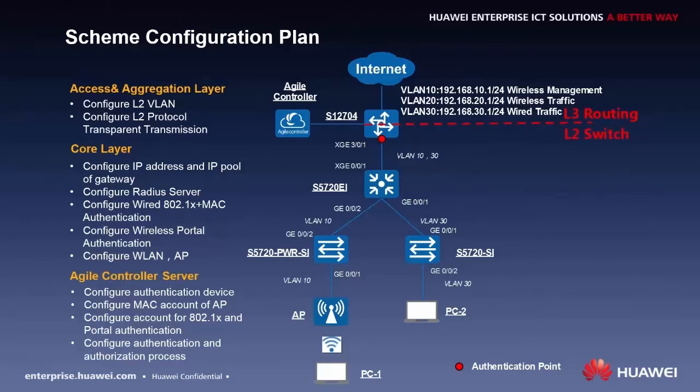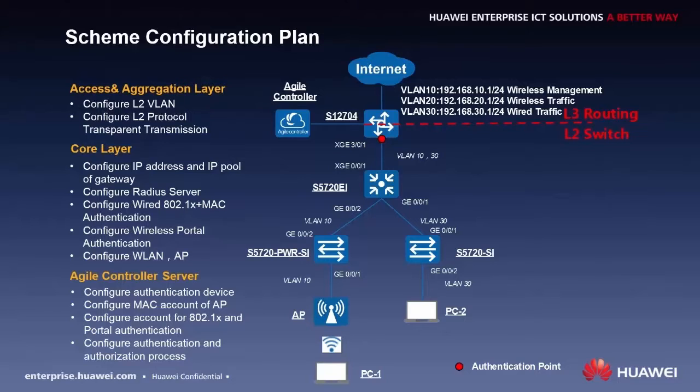Then we configure the core S12704 switch, which consists of 5 parts. First, configure gateway IP addresses and address pools so that the S12704 can assign IP addresses to APs and end users. Second, configure the Radius authentication server to authenticate end users. Here, we use HUAWEI's Agile controller as the Radius authentication server. Third, configure 802.1x authentication for wired PCs and MAC address authentication for APs. Fourth, configure wireless portal authentication. Finally, configure WLAN services so that the S12704 can manage APs.